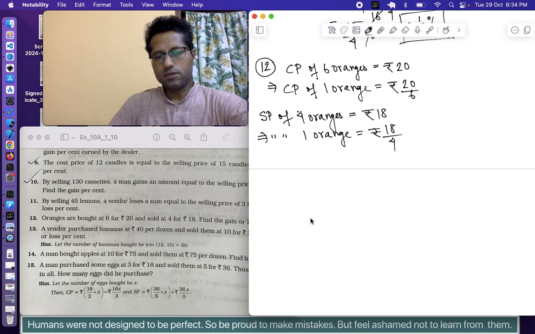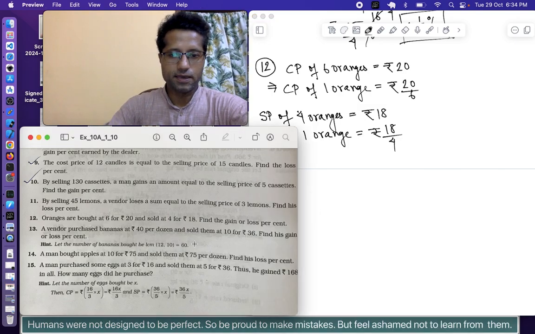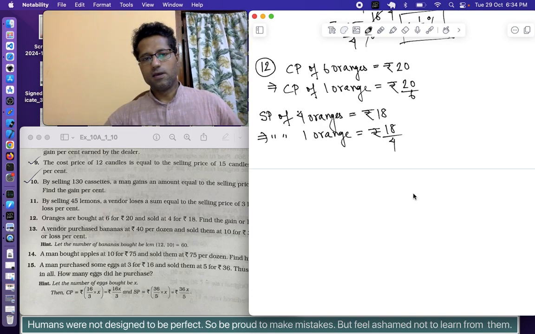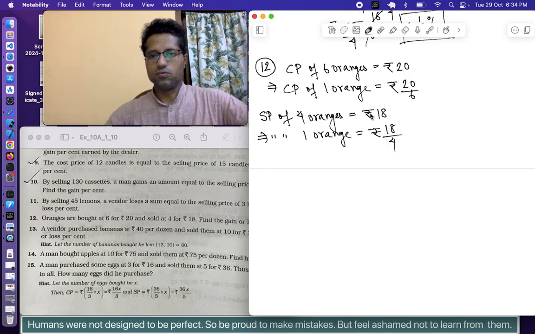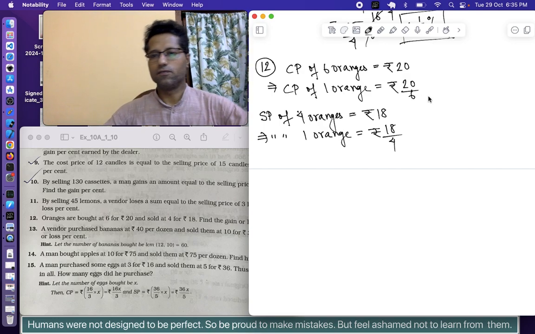So now we know the CP of one orange, we know the SP of one orange. Now it is asking to find the gain or loss percent. So we have to first find whether there is a gain or loss, that is whether SP is greater than CP or less than CP. Now both the values of CP and SP are fractions. We have to first check whether 20 by 6 is less than or greater than 18 by 4.